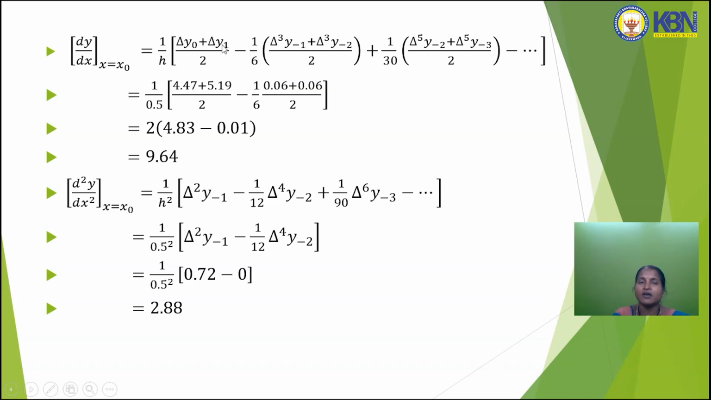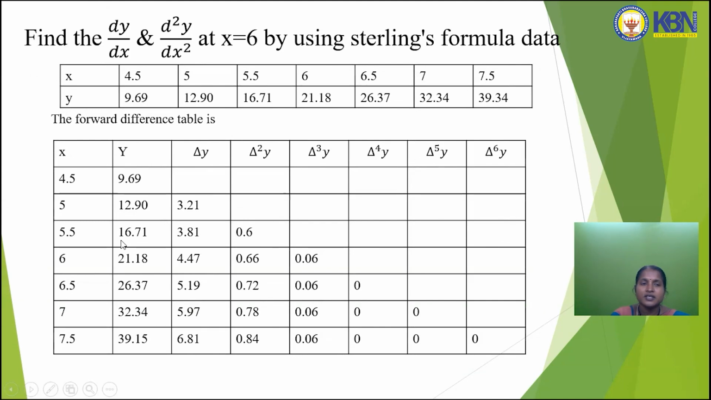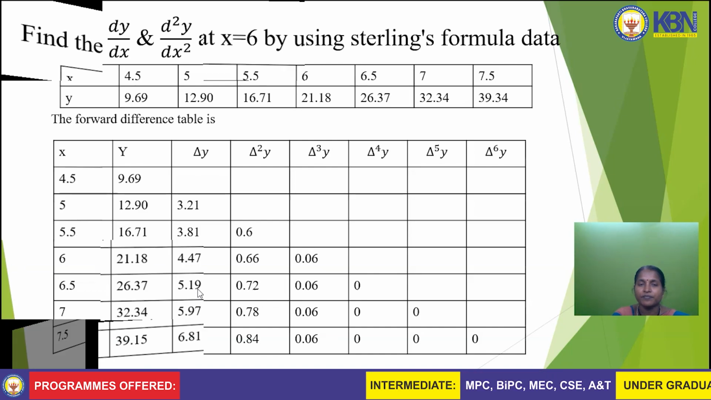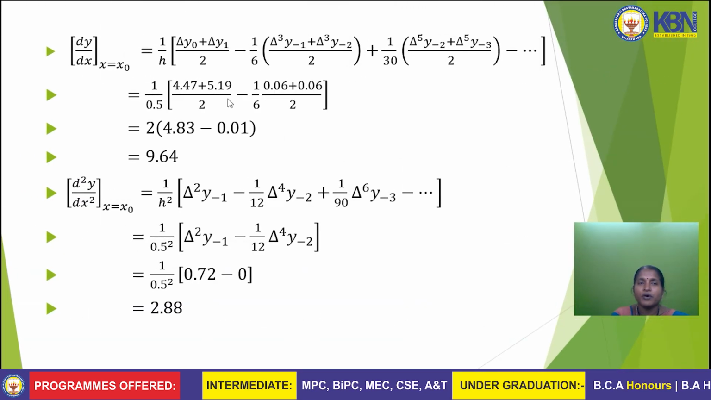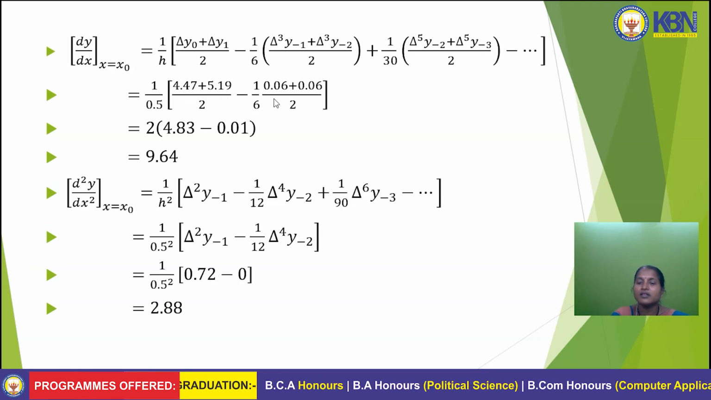Now we can substitute delta y naught plus delta y1. Here the value is 6, we can start with 6. This corresponds to y naught, delta y naught, plus delta y1. That is 4.47, 5.19. This is x naught. Once I repeat, he is asking at x is equal to 6. This is x naught, this is y naught, that is delta y naught, delta y1. Now you can substitute 4.47 plus 5.19 by 2 minus 1 by 6 into the third difference.